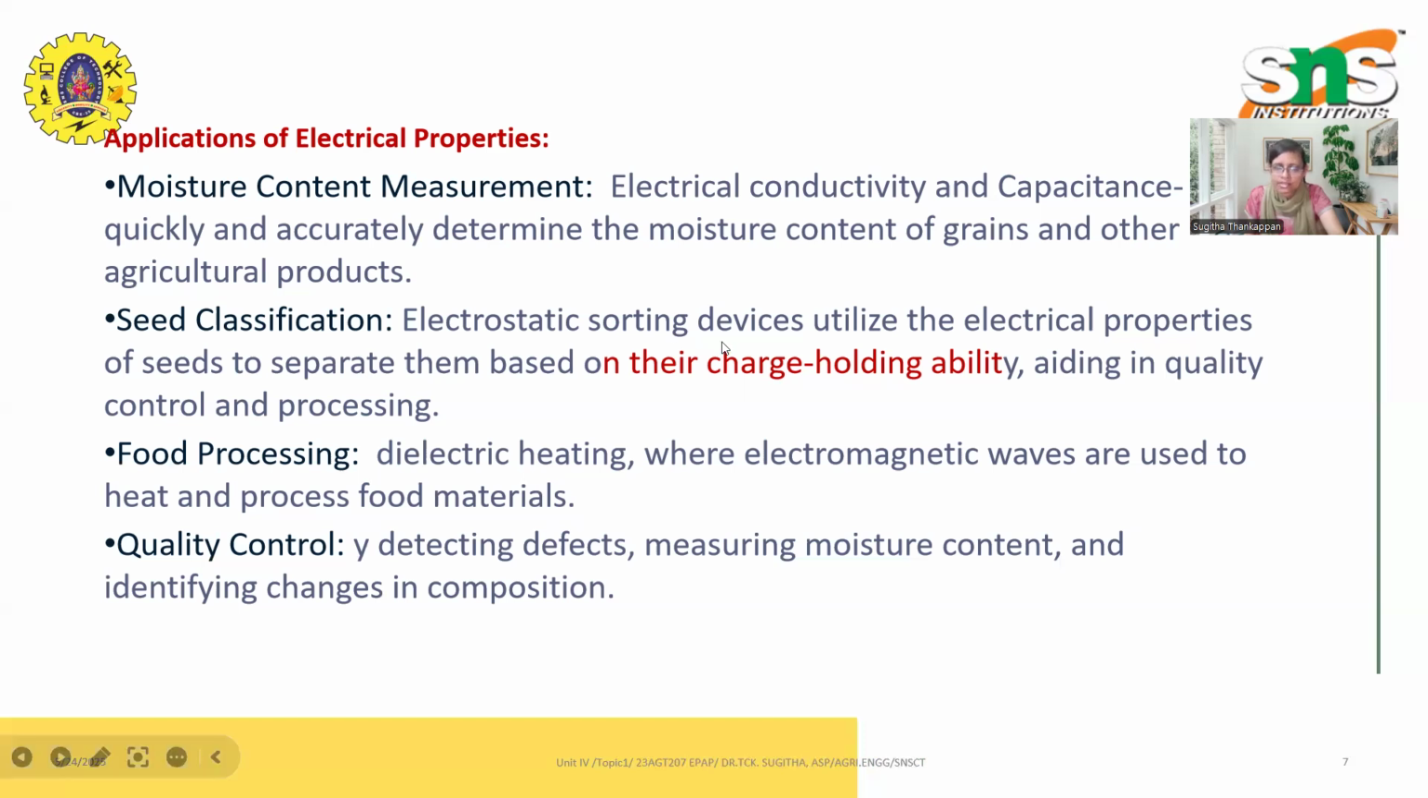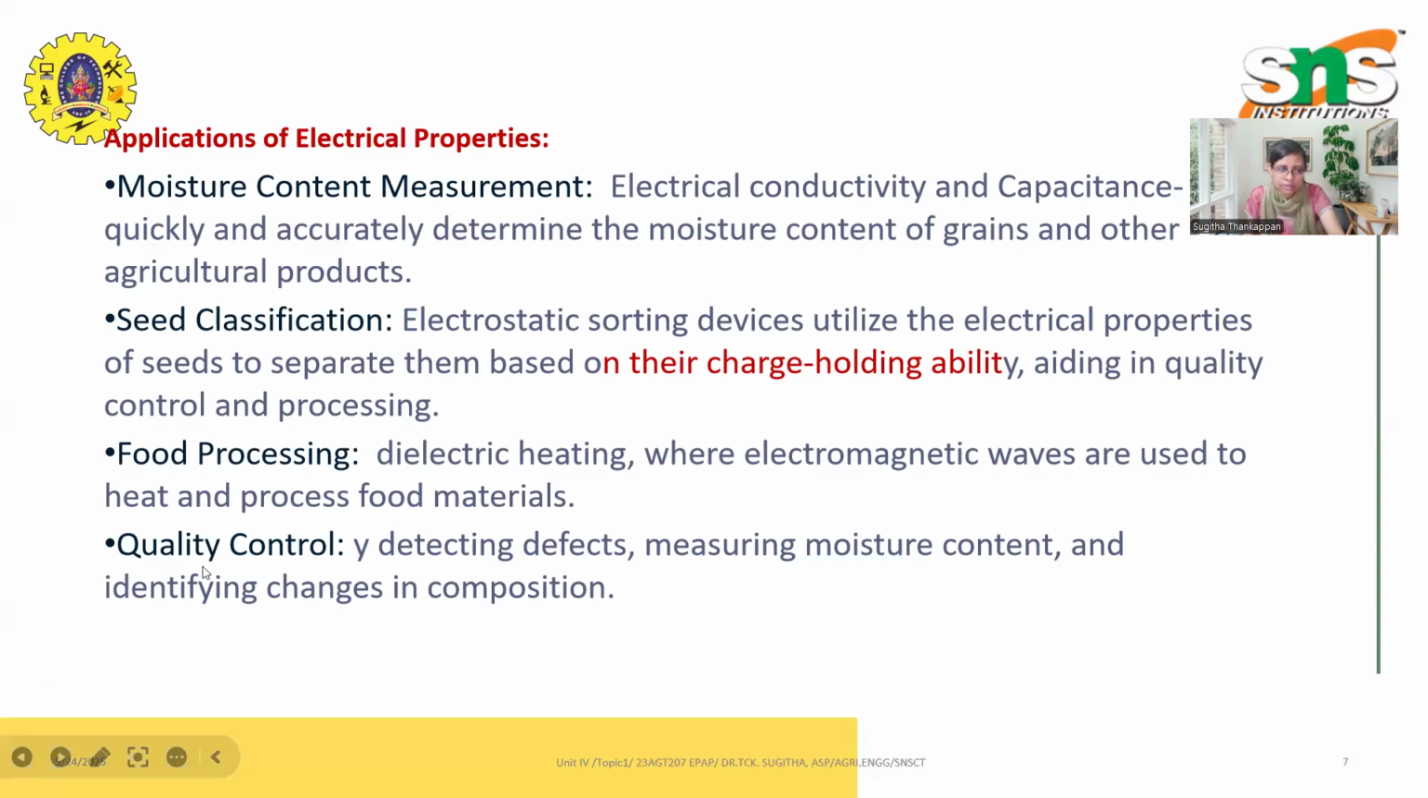Then food processing. Here they use the property of dielectric heating, where electromagnetic waves are used to heat and process the food materials without a reduction in the nutrient quality. Radio frequency waves are one such example, and it is obviously better than your microwave heating. These radio frequency waves can heat your foodstuff from inside out, which is important to reduce the contamination level, and you can secure the nutrient level as well.